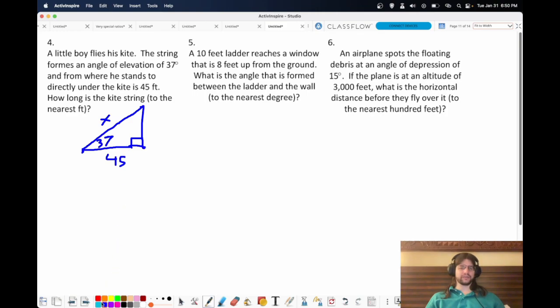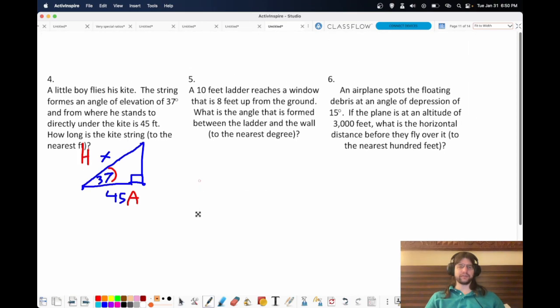Label your triangle. Hypotenuse, opposite, adjacent. Where is my reference? I started a new problem on a new page, so I'm going to write it down again.